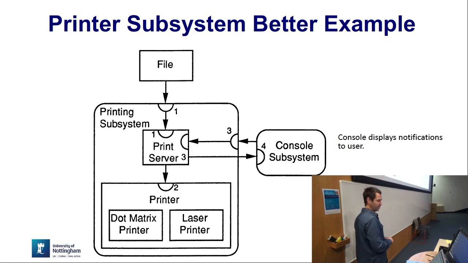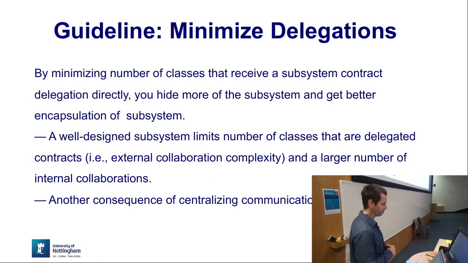So minimizing delegations by minimizing the number of classes that receive a subsystem contract delegation directly. You hide more of the subsystem and get better encapsulation of the subsystem. So again, we see that encapsulation concept. That means we can make changes to the subsystem without breaking what's happening outside the subsystem. A well-designed subsystem limits the number of classes that are delegated contracts, right? That's information hiding.